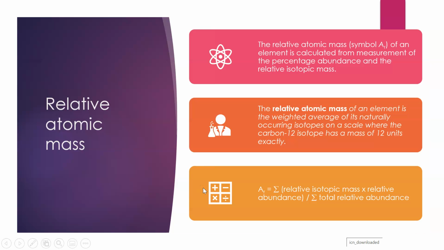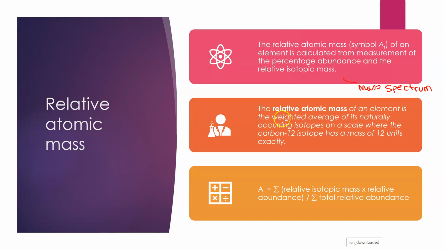So with relative atomic mass, we give it the symbol Ar. This is typically relating to a specific element. We will calculate for compounds later, but when we're doing these calculations, we're talking about the relative atomic mass of an element, and we calculate it from measurement of the percentage abundance of the relative isotopic masses, i.e. we use the mass spectrum or the data table from a mass spectrum to know the isotopic masses and their percentage abundance in order to calculate the overall relative atomic mass.